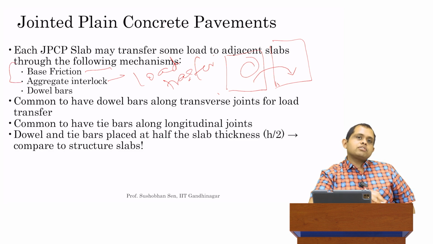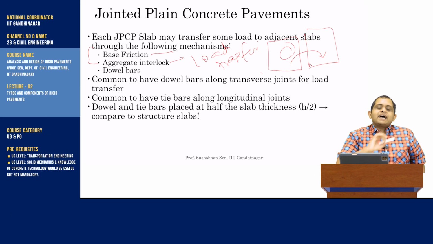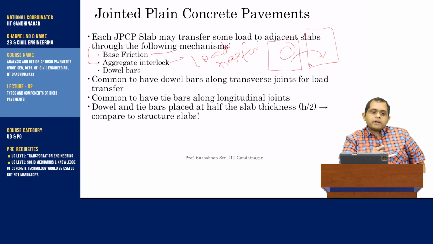These allow for load transfer from one slab to another slab. Generally, these are not very high. And if we just depend on base friction and aggregate interlock, we are not going to have sufficient load transfer and we'll end up with having a fairly thick pavement. So there is a third transfer mechanism, which is dowel bars.